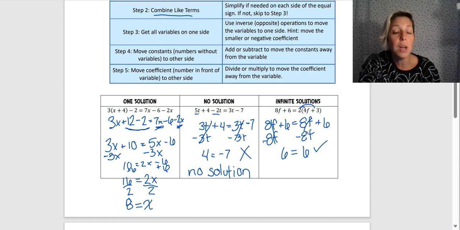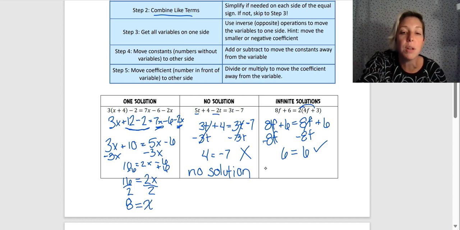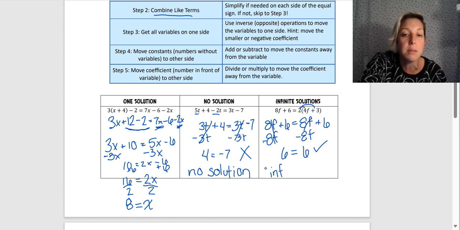That is true. So that means no matter what I plug in for f, the two sides are always going to be equal to each other. So that's where the infinite solutions comes into play.